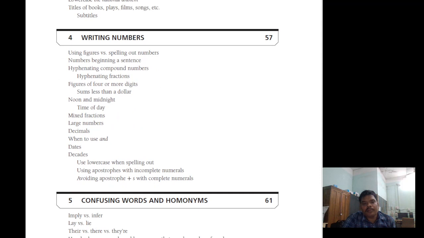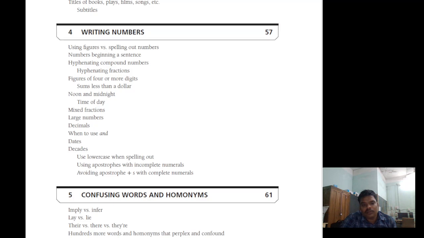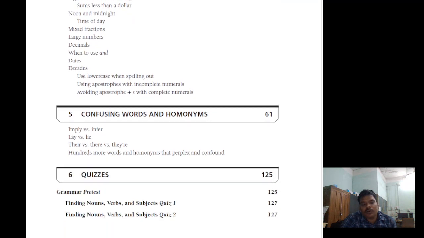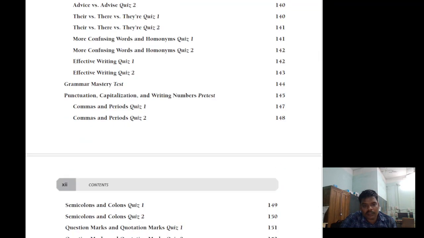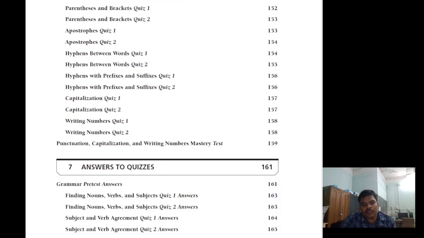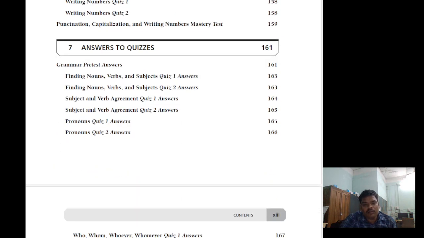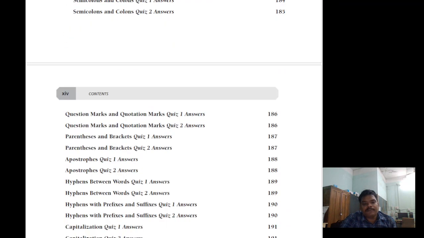Then writing numbers, using figures versus spelling out numbers, numbers beginning a sentence, figures of four or more digits, time of day, mixed fractions, large numbers, confusing words and homonyms, quizzes. All this content I will cover in detail in upcoming pages.